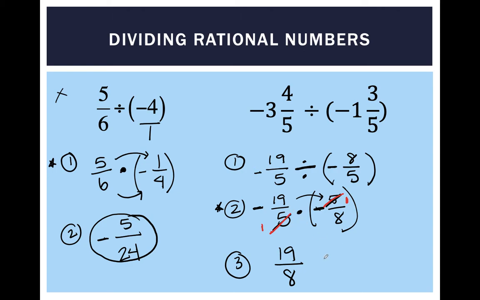Again, you can leave your answer as this improper fraction, that's fine, or you can write it as a mixed number. 8 goes into 19 2 times. 8 times 2 is 16, so that means 19 minus 16 leaves 3 left over with a denominator of 8.